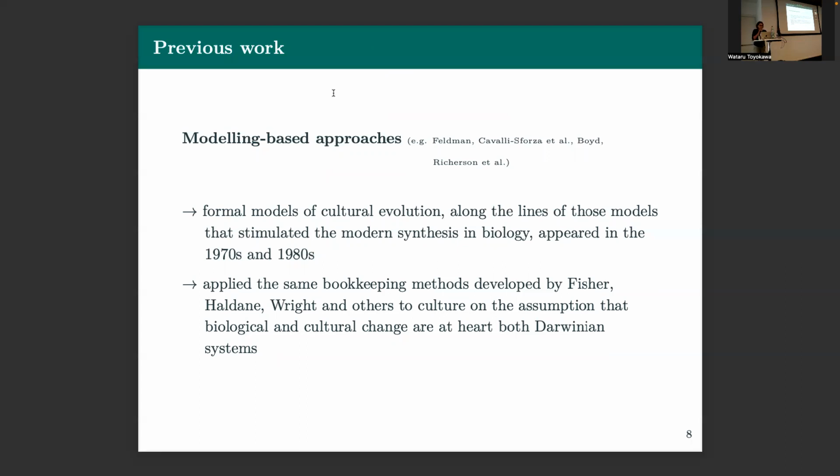They applied simply the same bookkeeping methods developed by Fisher, Haldane, Wright, and others to culture, on the assumption that biological and cultural change are at heart both Darwinian systems. So these early models of cultural change are taken almost one-to-one from biology. And we will come to that point in a lot of detail in just a little bit.